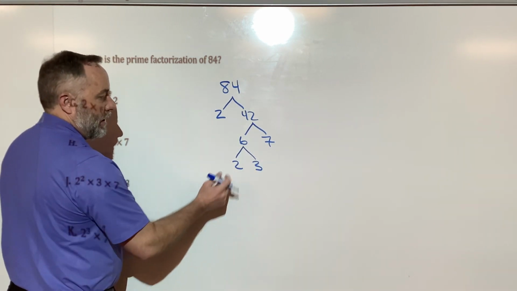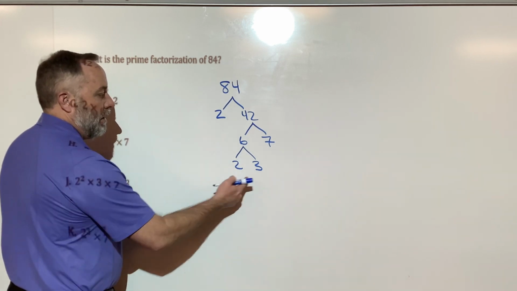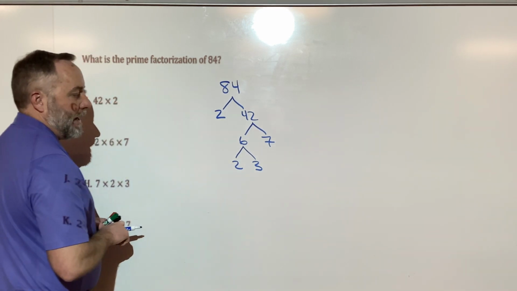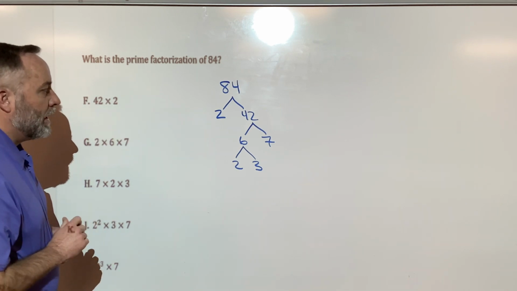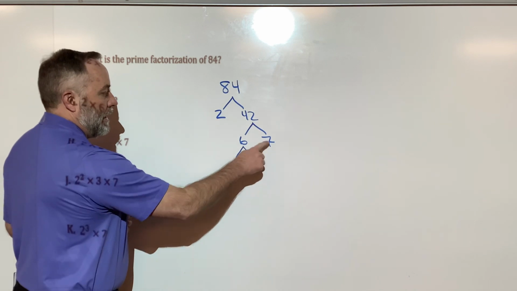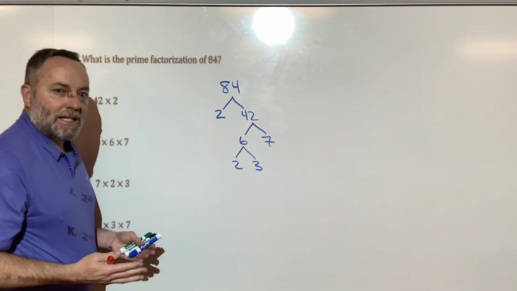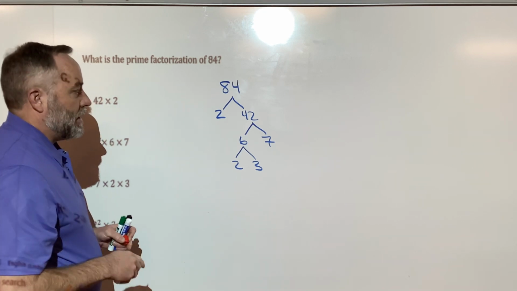Okay, just taking a quick look at these two factors. 2 is prime, we already mentioned that here. 3 is also prime, its only factors are 3 and 1. So we have now factored to the point where all the ends of the branches of the factor tree are prime numbers, and that's what gives us our prime factorization.